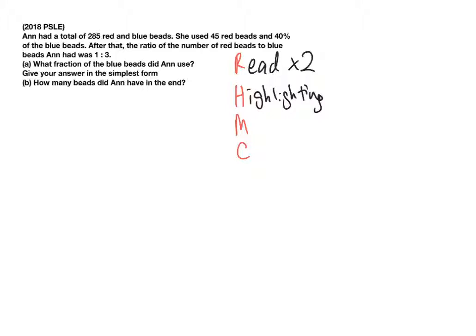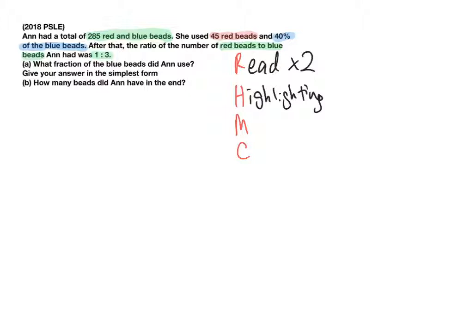Anne had a total of 285 red and blue beads. This is important because this is telling you how many beads Anne has and what are the colors of the beads. There were some changes that happened. She used 45 red and 40% of the blue beads. So these were the changes, and the number of beads will have to decrease. Let's read on. After that, the ratio of the number of red beads to the number of blue beads became 1:3. This is the after scenario.